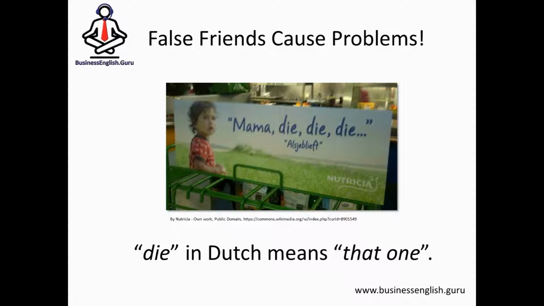False friends can cause problems. Let's have a look at this example I found on the net of an advertisement. It's a Dutch advertisement, and it looks like the child is saying, "Mama, die, die, die." The child is telling his mother to die. But that's not correct. Die in Dutch means that one. So the child is saying, "Mama, that one, that one, that one," asking her to choose a specific product.